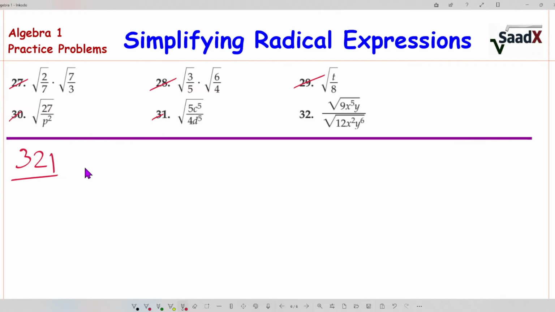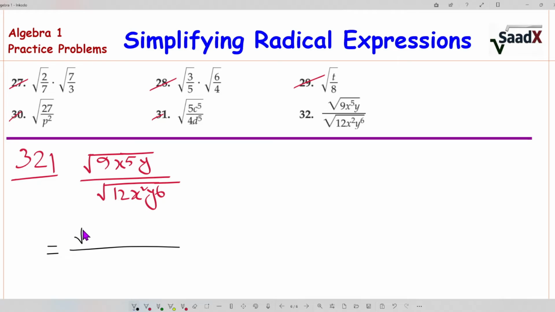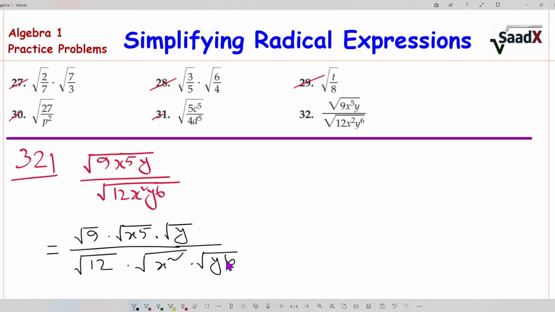32. So root 9 times x to the power 5 y divide root 12 x square y to the power 6. So we are trying to solve this one step by step. First, root 9 times root x to the power 5 times root y. Okay, now here root 12 times root x square times root y to the power 6.